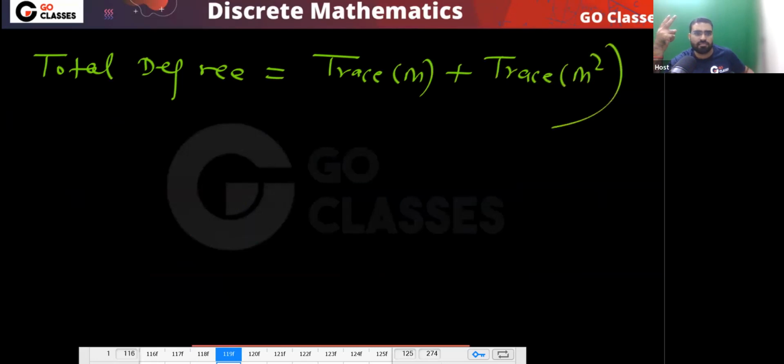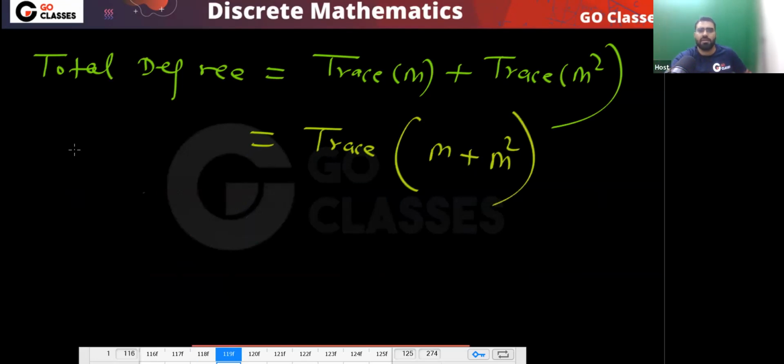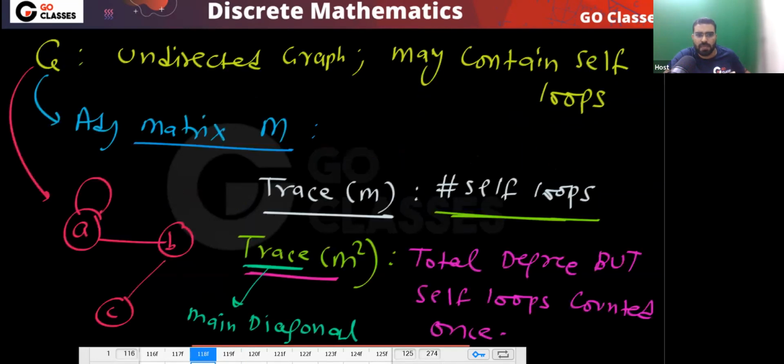That's it. Or you can do trace of M plus M square. Both are correct. So the total degree that you will get will be trace of M plus trace of M square, or you can say trace of M plus M square. Both are correct. Did you understand this analysis? Please tell me. Okay, so very simple analysis.